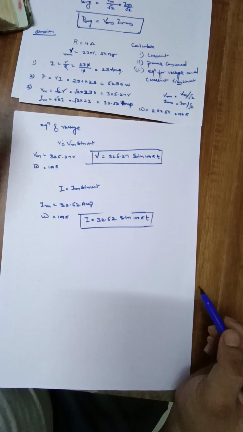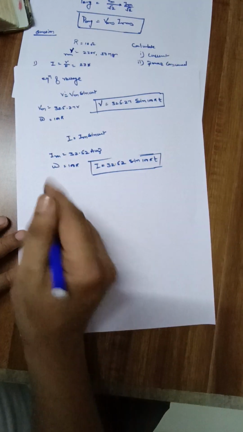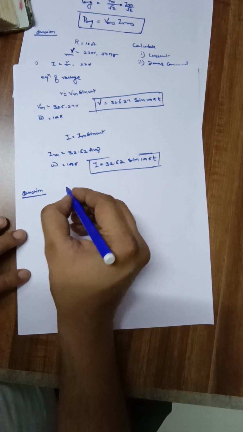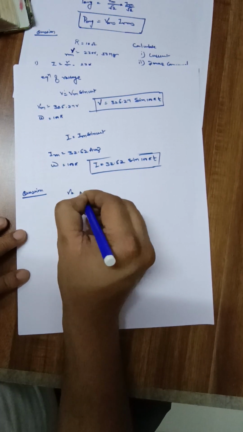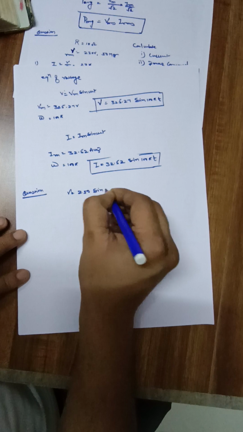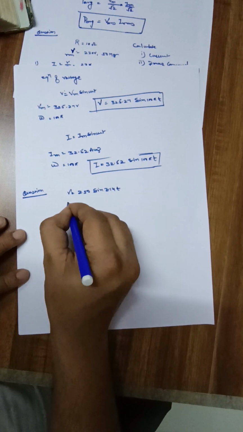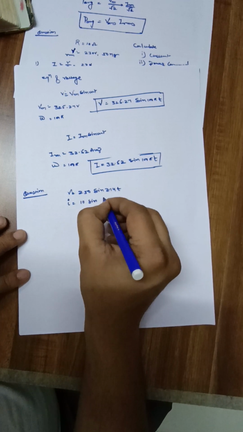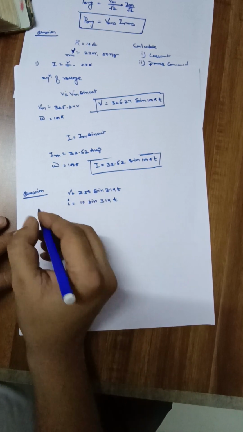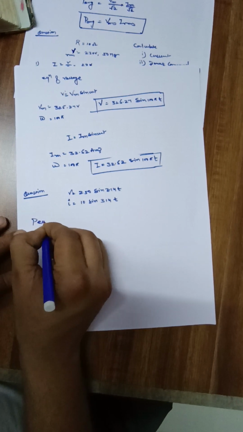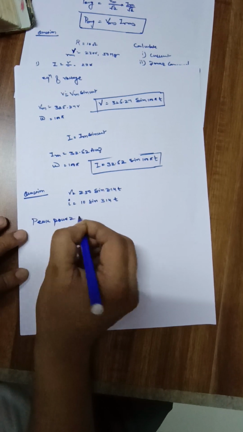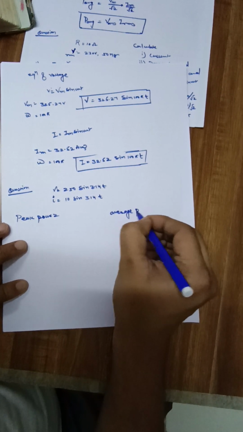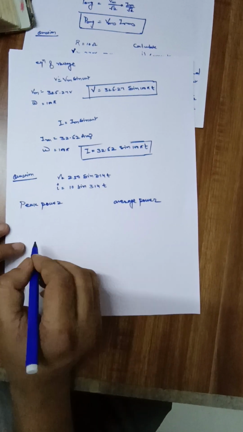Let's have one more problem. It is given that voltage is equal to 250 sine 314 t and current is equal to 10 sine 314 t. We have to find peak power and average power. Clear?